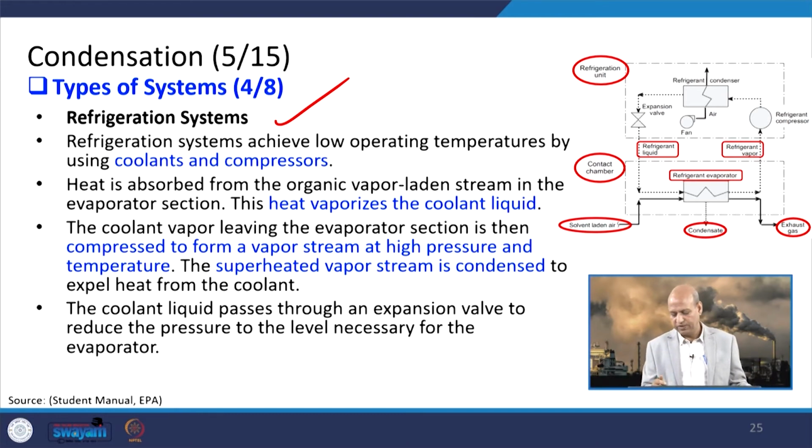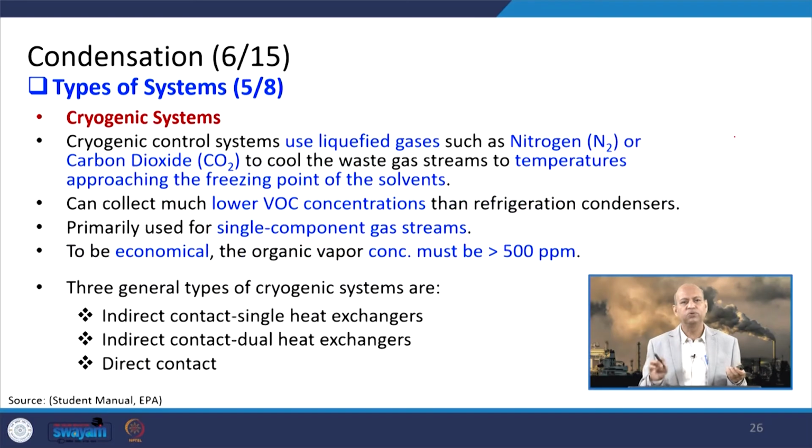That system is shown in this schematic diagram, you can go through it. The coolant liquid passes through an expansion valve to reduce the pressure to the level necessary for the evaporator. That can be controlled depending upon what kind of vapor it is.